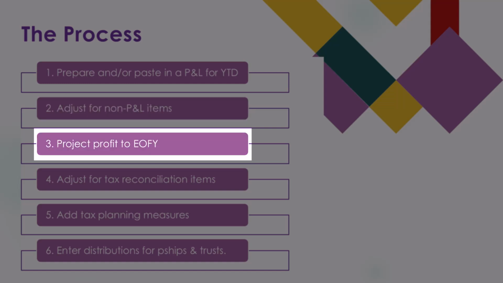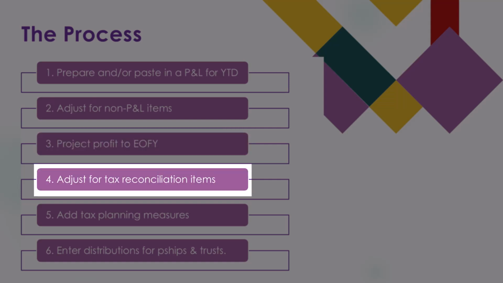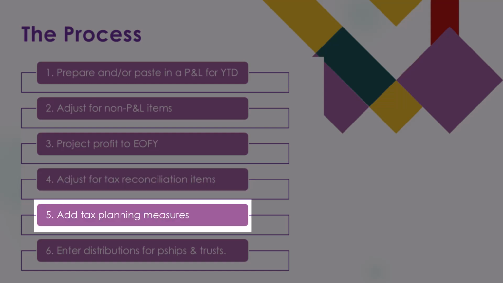You then project that year-to-date profit to the end of the financial year using one of three options. With that projected annual profit, you can then add reconciliation adjustments for the tax return to arrive at the taxable or net income. This fifth step is where you add details of tax planning measures to reduce the client's projected taxable or net income. Where a particular measure involves a deductible payment to a related party, you can enter their other income to calculate the tax effect for the group as a whole.